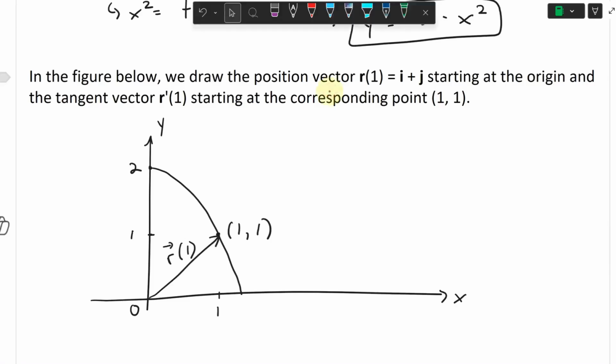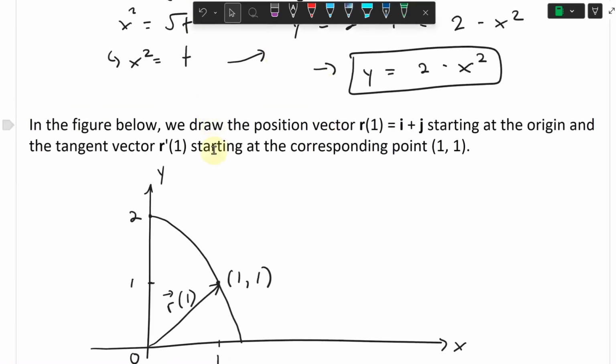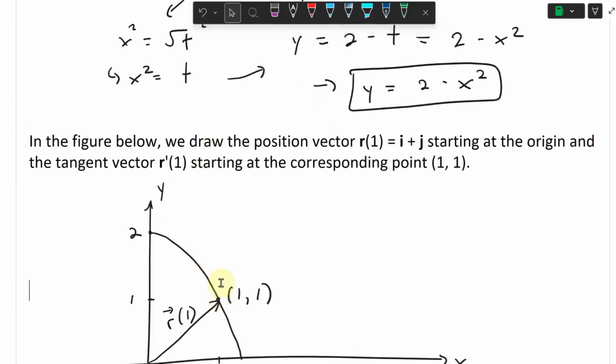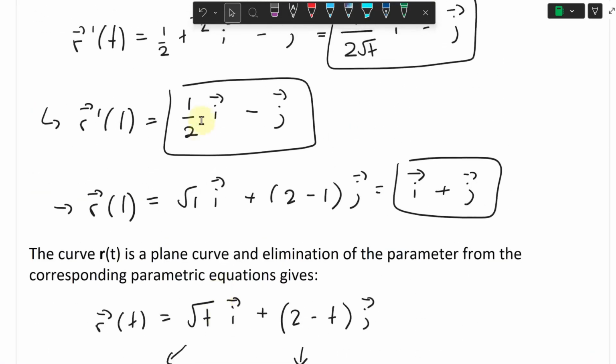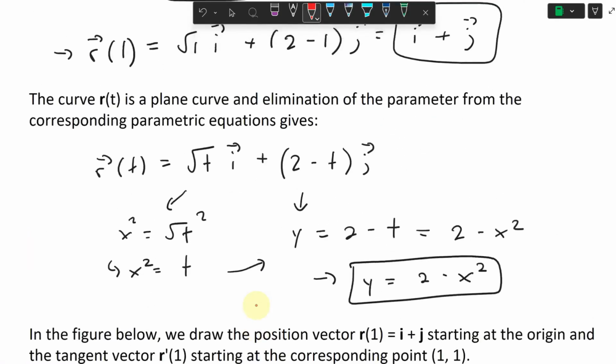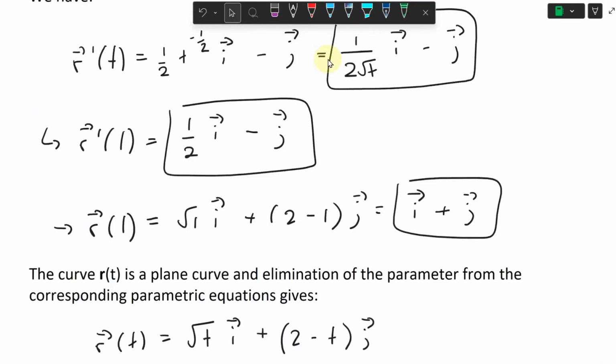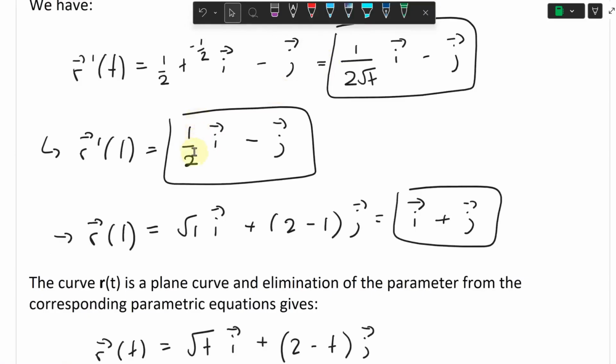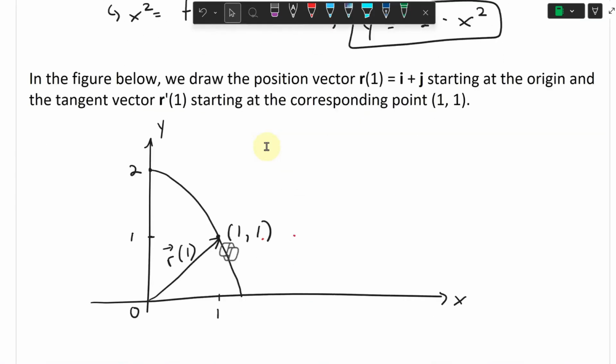Now the tangent vector, we're going to start from here. I'm going to draw this in red. It's going to be 1/2 i minus j. That means we go to the right 1/2, so if 1 is over here, it goes halfway here, and then it goes down by 1. So this is positive on the x-axis, half of 1, then minus 1 on the y-axis. So it goes down 1.